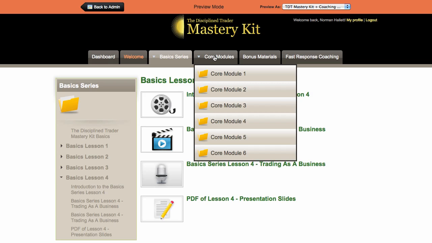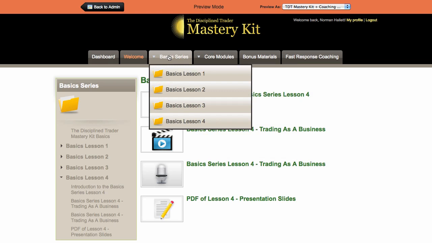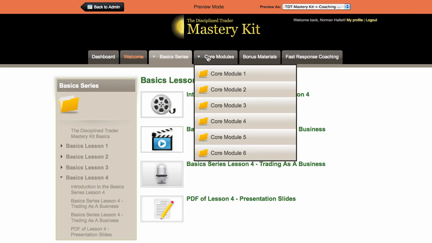The next area, core modules. So once the basics are done, once you've got the basics under your belt, and you don't want to assume that you know everything in the basics, because you'll always pick up 1 or 2 things. So it's always very good to go through the basics first. Then we want you to experience the core modules. This is the area where you get your mental and emotional training.